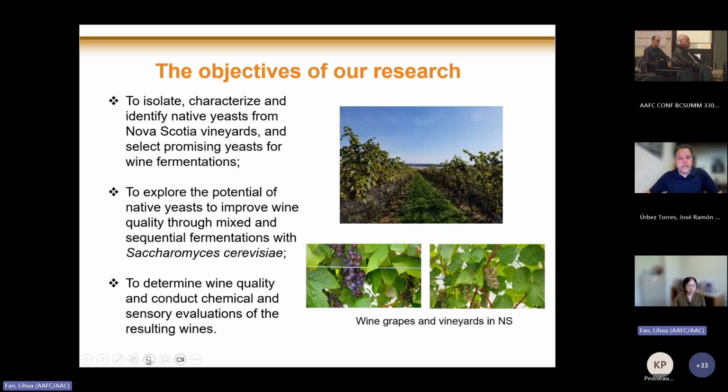Due to the limited information regarding the yeast communities in Nova Scotia vineyards and the fermentation properties of native cool climate yeast, the objective of our research was to identify and characterize native yeast strains, conduct sequential and mixed fermentation using selected yeast strains together with traditional Saccharomyces cerevisiae, determine wine quality parameters, and conduct sensory evaluations of the resulting wine.